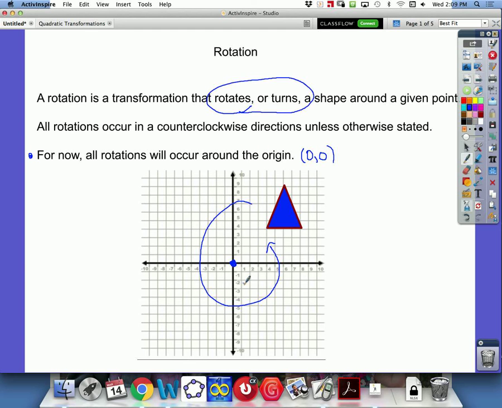The other important thing is that all rotations occur in a counterclockwise direction, unless they tell you to go the other direction. So if it says rotate a shape, they want you to go this way.